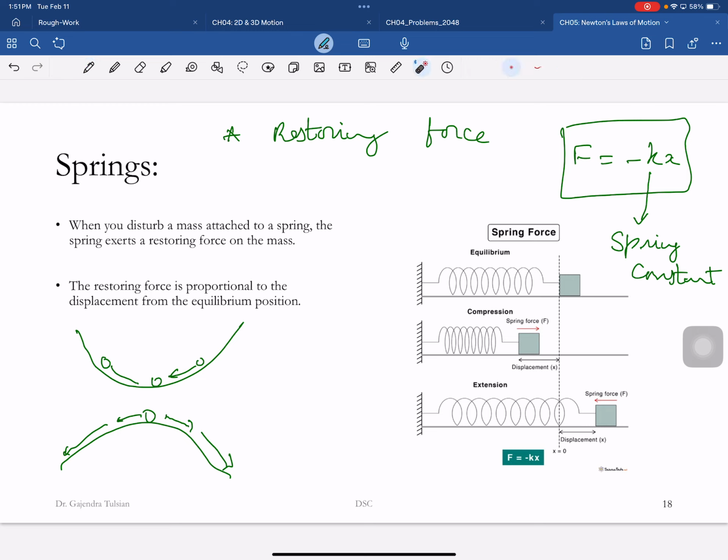It's the force per distance that the spring applies. So if you stretch the spring a meter, that would be the force. So the spring constant tells you how stiff the spring is. The stiffer the spring, the greater the force it applies.